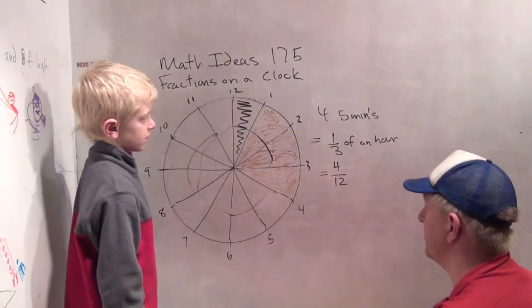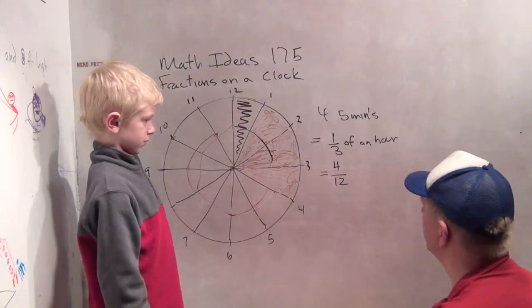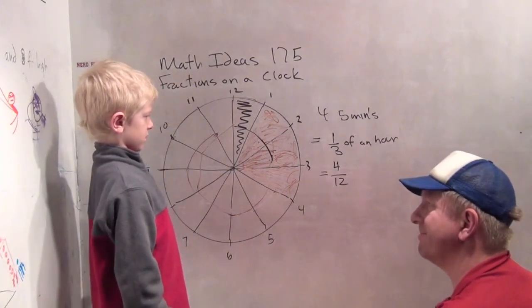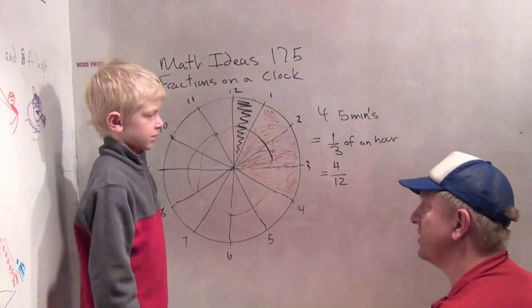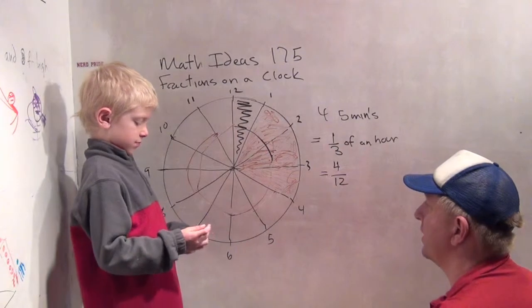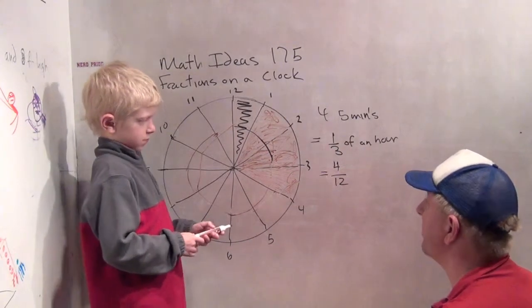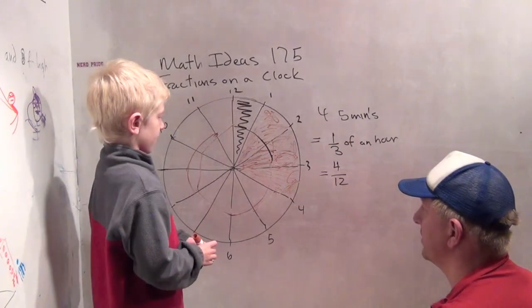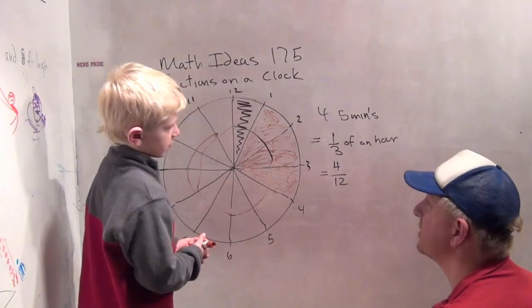Pretty interesting. Fractions are really interesting, aren't they? How do you know that 1/3 and 4/12 are the same? It's going to be pretty tricky to figure out. Yeah. But we'll figure it out. We definitely will. How many 5-minute periods is half an hour, by the way? 6.